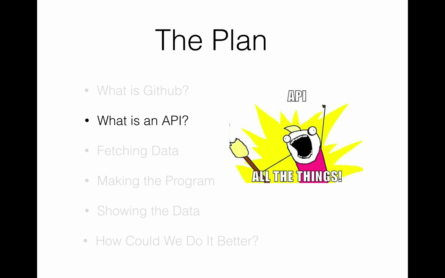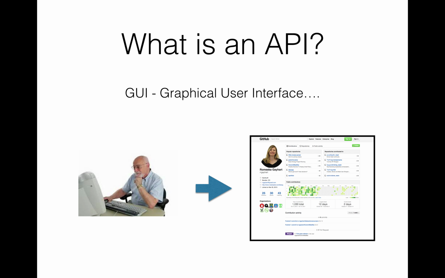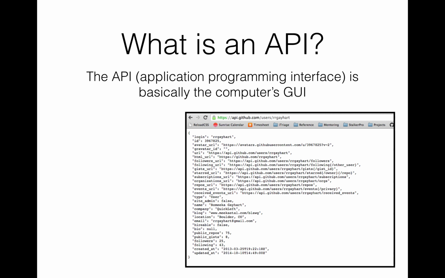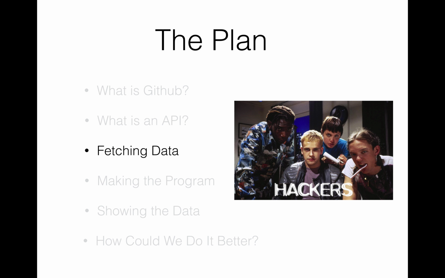So what's an API? Well, what I just showed you is a GUI, or a graphical user interface. It's basically what lets this guy get onto GitHub and use GitHub easily. An API, or an application programming interface, is basically the computer's GUI. It's what lets the program use the data easily and programmatically. That's what we're going to need for our project.